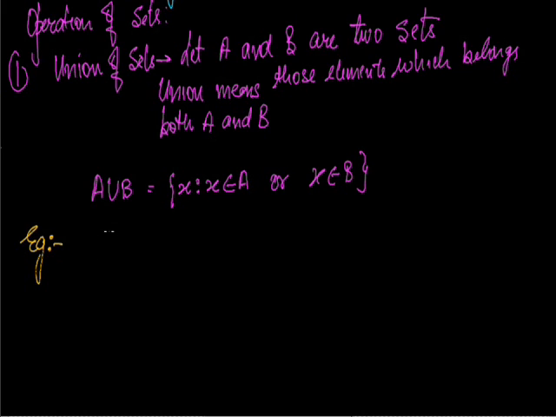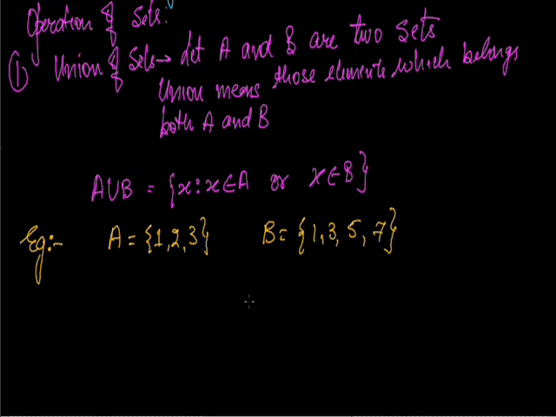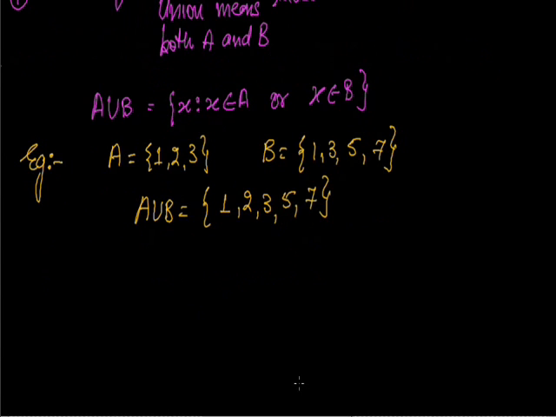Let's take an example. We are given set A equal to 1, 2, 3, and in set B, the elements are 1, 3, 5, and 7. These are the two sets, set A and set B. If we have to find the union of A and B, we represent it by A union B, and in this set we write those elements which belong to A or B. So in A union B, 1 is in both the sets, then 2, 3, 5, 7. These are the 5 elements. So A union B will be equal to 1, 2, 3, 5 and 7. 3 is common in both the sets and 1 is also common in both the sets, so we write them only once.